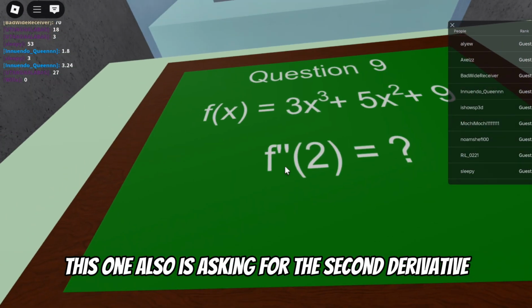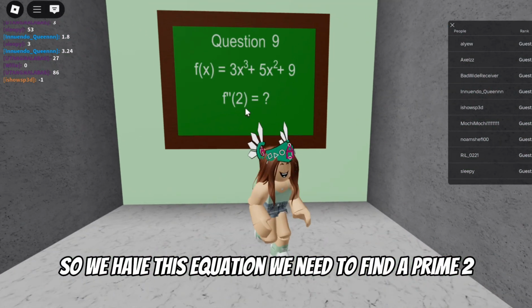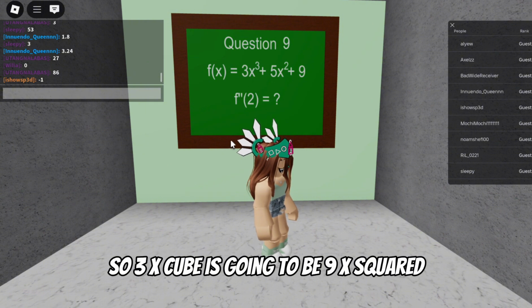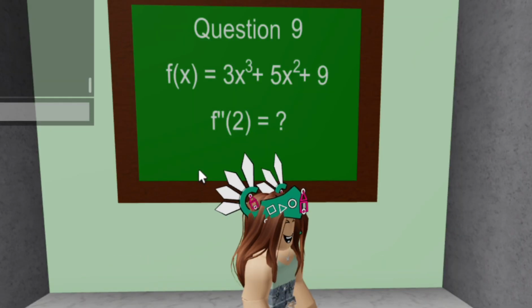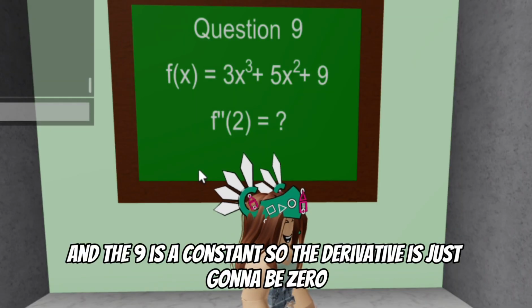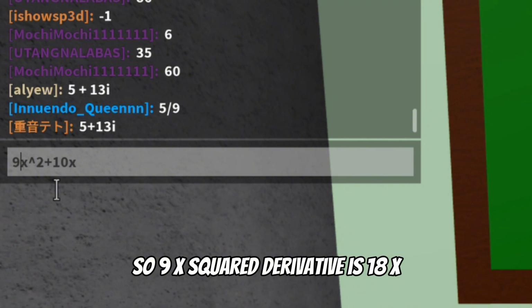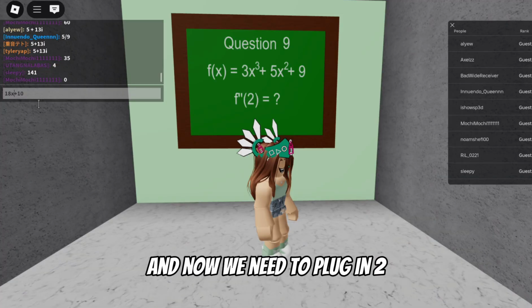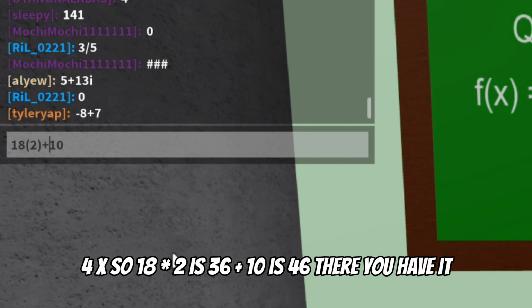Okay, this one is also asking for the second derivative because we have f prime prime instead of just f prime. We have this equation, and we need to find f prime prime of 2. Let's do the power rule for this. So 3x cubed is going to be 9x squared, and then 5x squared is going to be 10x, and the 9 is a constant, so its derivative is just 0. Now we need the second derivative. For 9x squared, the derivative is 18x, and the derivative of 10x is just 10. Now we plug in 2 for x, so 18 times 2 is 36, plus 10 is 46.